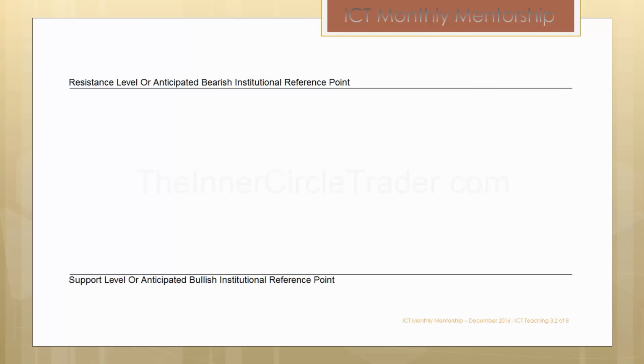We're going to be looking at the breaker. And what we're going to be looking at is how we can use this form of mitigation to highlight a trade setup.